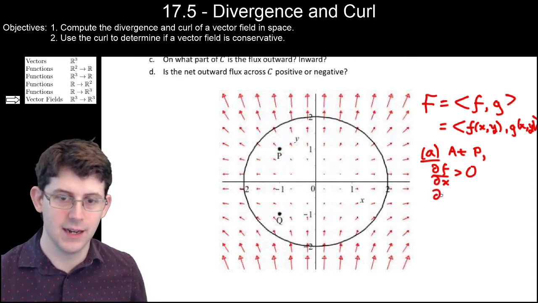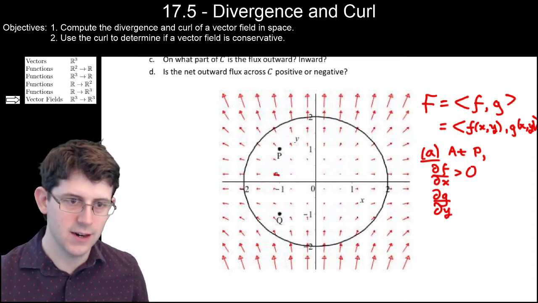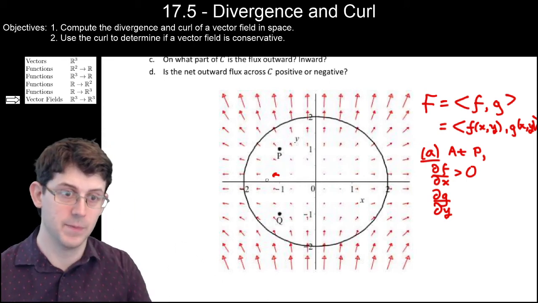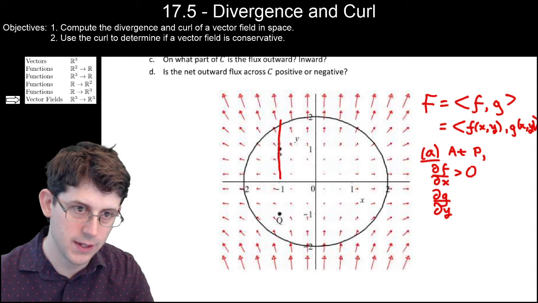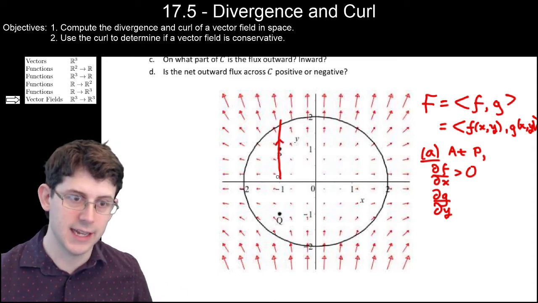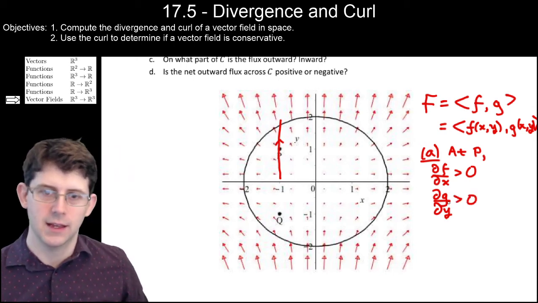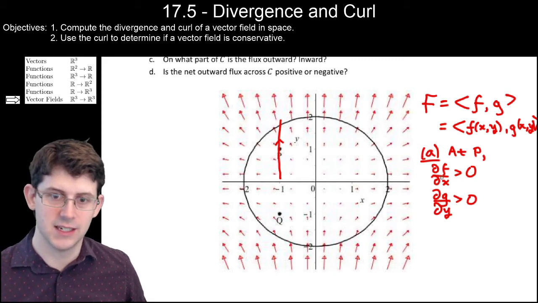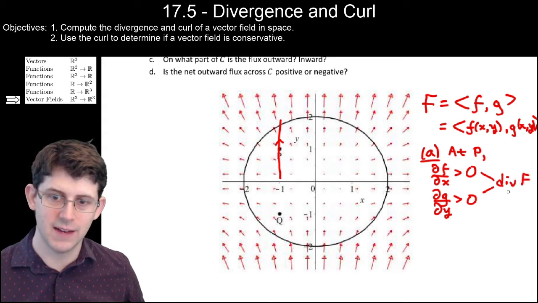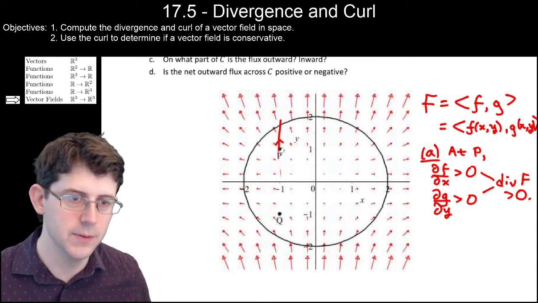Then I want to look at how G is changing when I go in the Y direction. So down here, the arrows are mostly flat, and G tells you how much the vector is pointing up. So as I move up, are the vectors pointing more and more up? And the answer is yes. They're turning upward. So this one is also positive. The divergence of the vector field is just these two things added together. So I think that at P, the divergence of F is positive. Now let's look at Q.